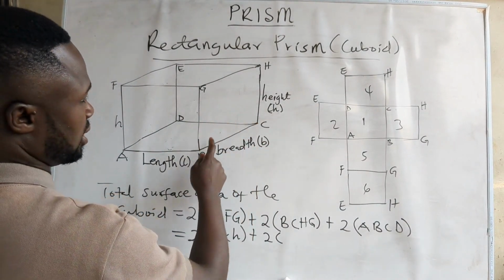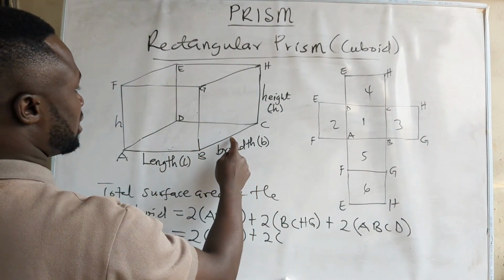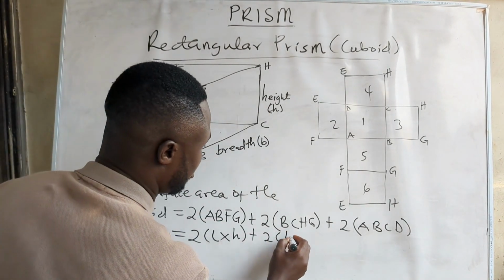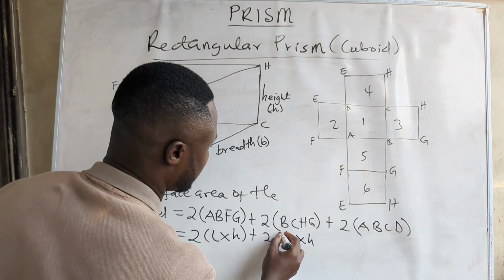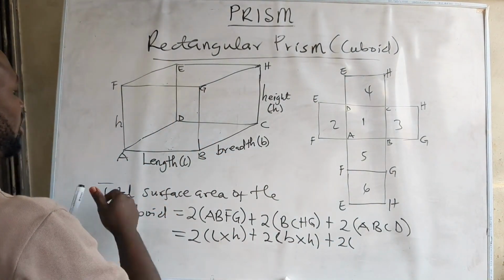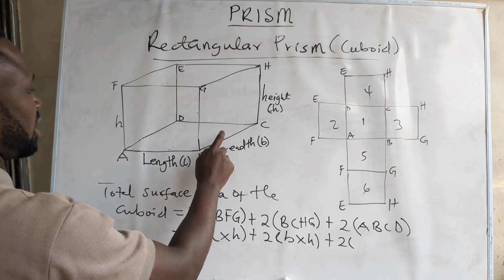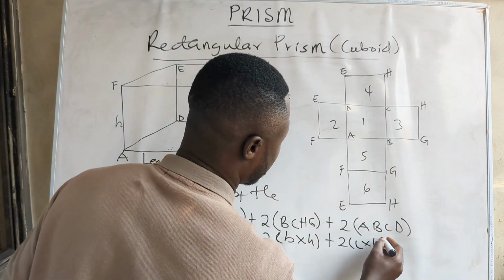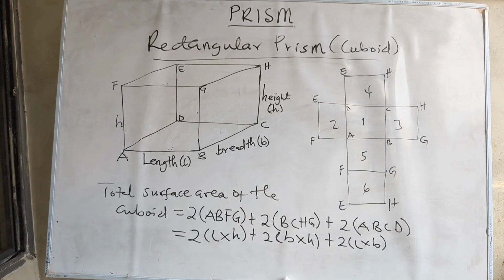BC HG, sorry. So that is the breadth and the height. Which is the breadth and the height. So the breadth times the height. Alright, plus 2 times area of ABC. That is the length and the breadth. So the length and the breadth. So the length times the breadth. So this is what we have.